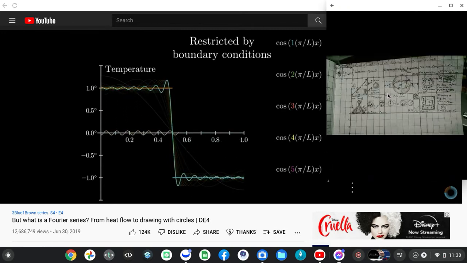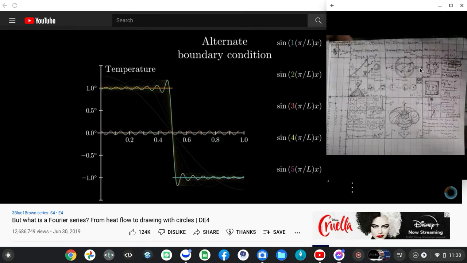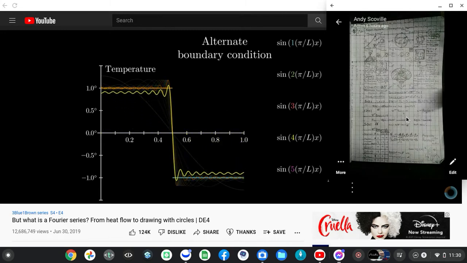And by the way, if you were working with some different boundary condition, say that the endpoints have to stay fixed, you'd have a different set of waves at your disposal to piece together. In this case, simply replacing that cosine expression with a sine.